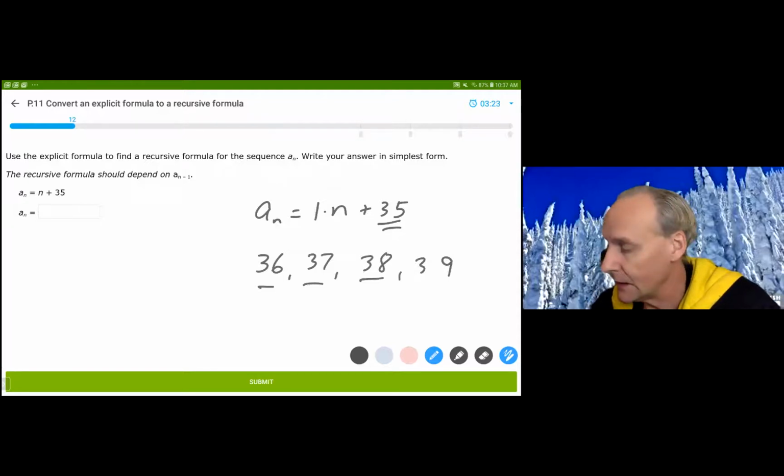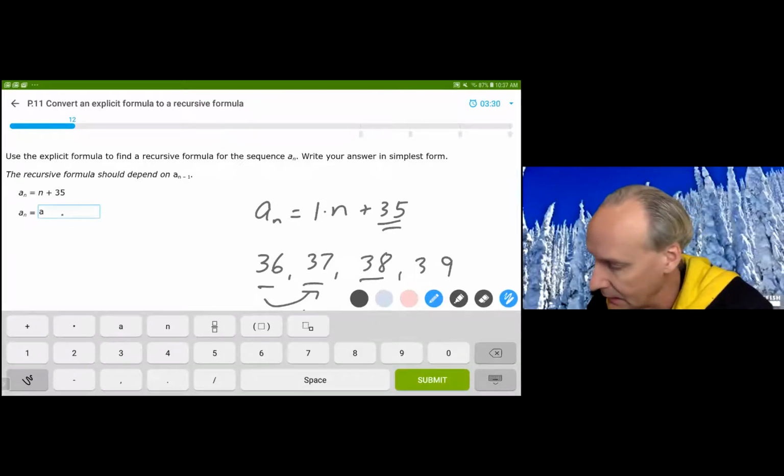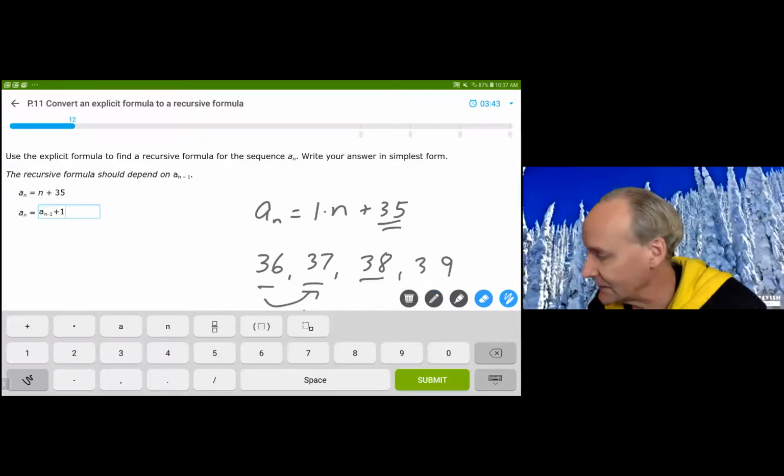So clearly, in order to get from one term to the next, I just have to add 1. And so I'm going to put in a_(n minus 1). Don't forget to move it back up to the top level, and it's going to be adding 1 every time. Let me erase this so you can see it a little better. There you go. Hopefully it makes sense to you.